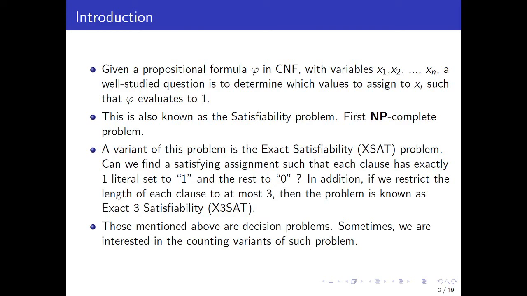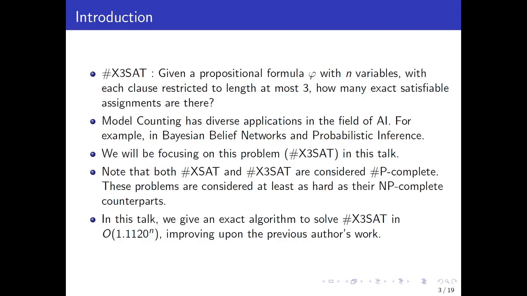The problems mentioned above are what we call decision problems. Sometimes we are interested in the counting variants of such problems instead. For example, we can add a hashtag to the problem in front, and in this case we call it sharp X3SAT, or counting X3SAT. It asks, given a propositional formula phi with n variables, having each clause restricted to length at most 3, how many exact satisfying assignments can we find?